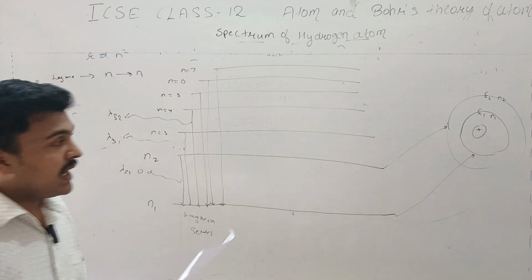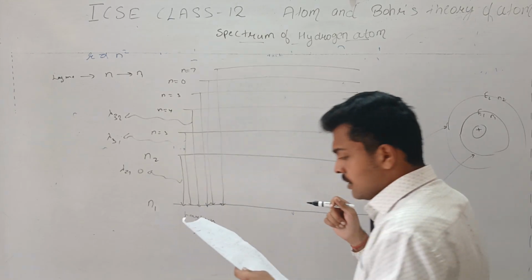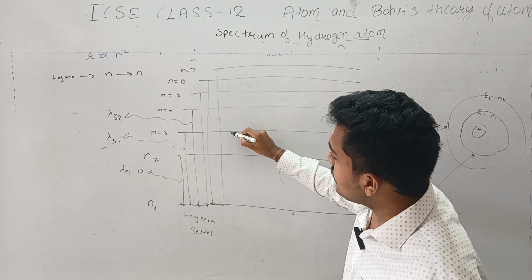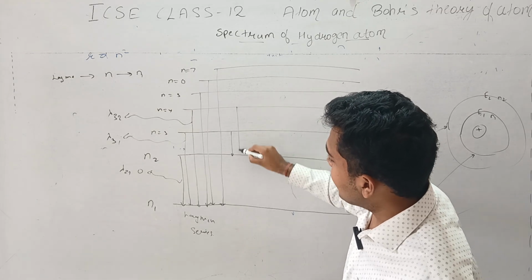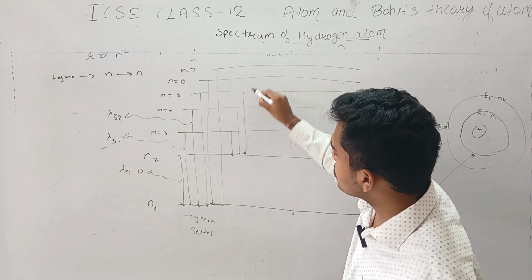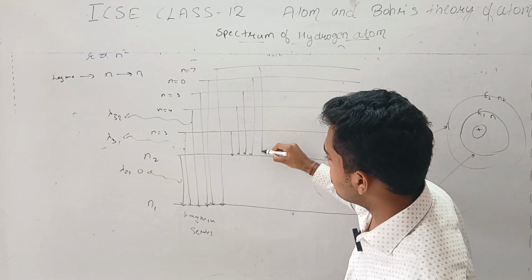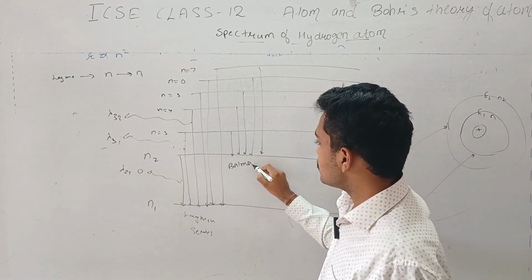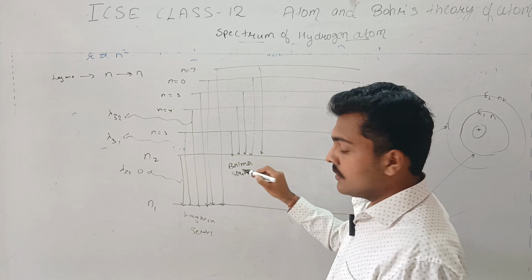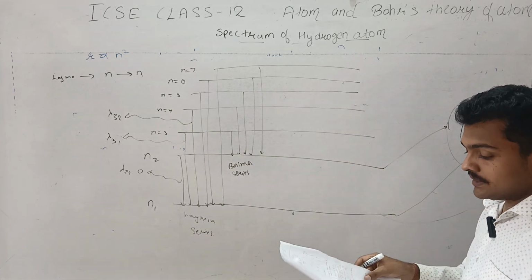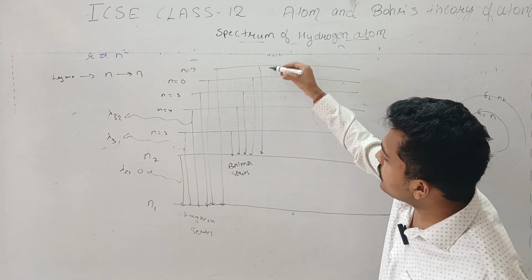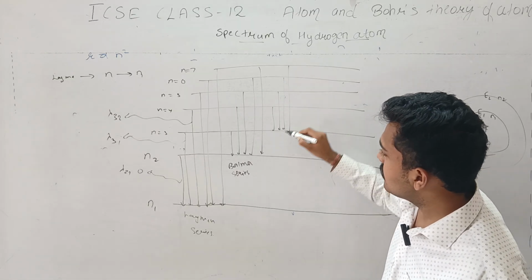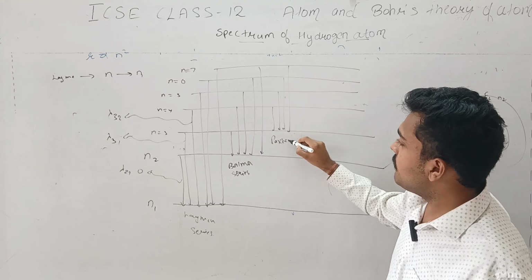Next is our Balmer series. Balmer series is to the second orbital. It may start from any higher orbital, but the destination is the second orbital. This is the Balmer series. Second is our Paschen series. Paschen is to the third level. From any higher level to the third level, the transition is the Paschen series.